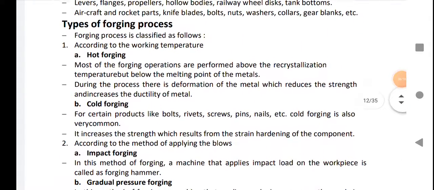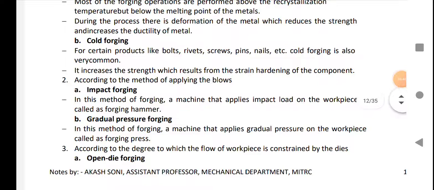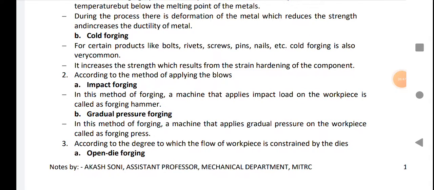Types of the forging process: first, hot forging. In hot forging, the temperature of the material being worked is below the melting or burning point and above the recrystallization point. During the process, the deformation of the metal reduces the strength and increases the ductility of the metal. In cold forging, for certain products like bolts, rivets, screws, pins, nails, etc., cold forging is also very common. It increases the strength, which results from strain hardening of the component.